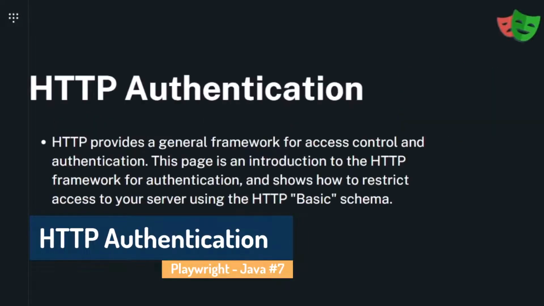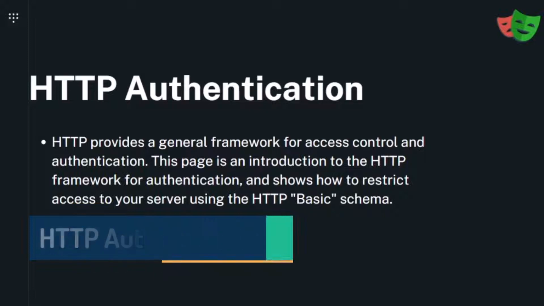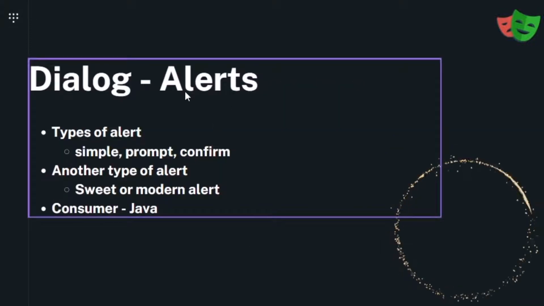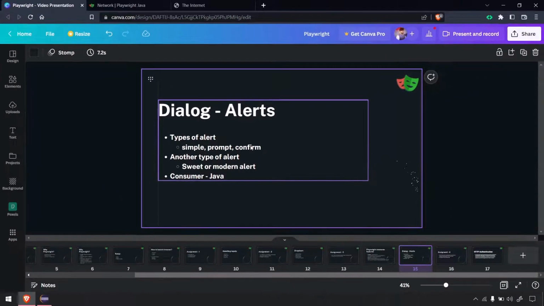In this video, we're going to learn about HTTP authentication and how to handle that with the help of Playwright Java. It's going to be very simple. So let me give you a glimpse of what HTTP authentication is. In our previous video, we learned about alerts, right? In alerts, we discussed that there are three types: simple, prompt, and confirm.